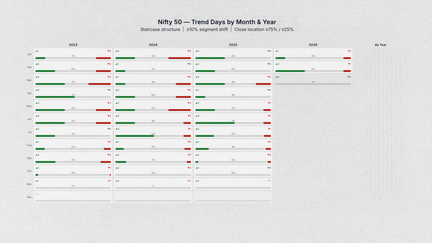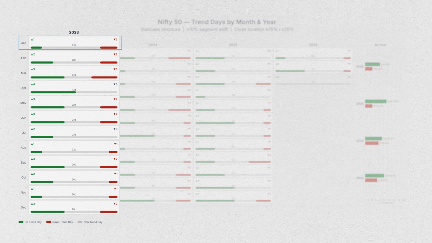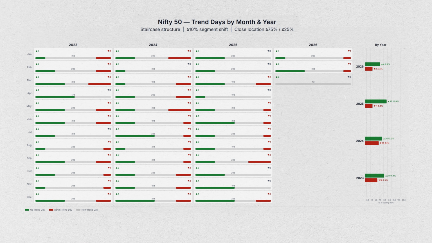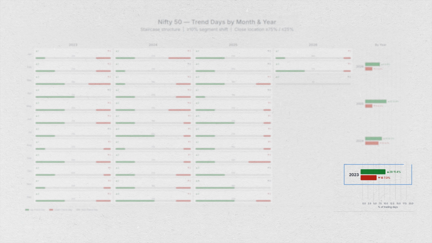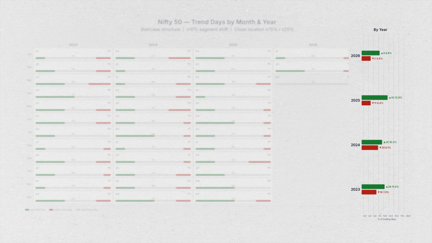What you see in the chart is the number of uptrend days in green and the number of downtrend days in red for each month. For example, Jan 2023 had 1 uptrend day and 2 downtrend days. On the right, you see at the bottom, 2023 had 28 uptrend days and 18 downtrend days in total. As you can see, trend days seem to be evenly distributed. Every month, there seem to be at least 2 to 5 trend days. Each full year, on average, has close to 45 trend days, which is 18% of the days.